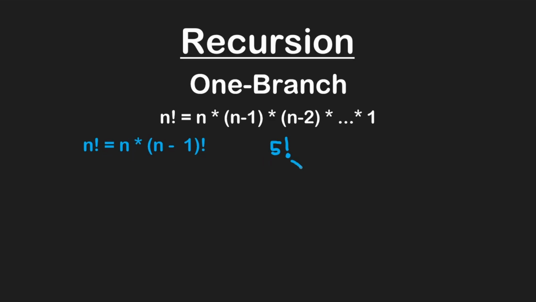By far the best way to represent recursion is using a decision tree. In this case, we only have one decision. That's why I call this one branch recursion. But a tree is still helpful to visualize this. So before we can compute this, we have to compute 4 factorial.